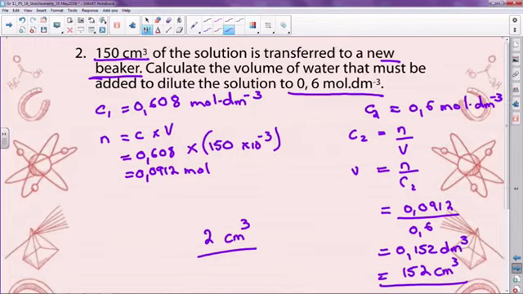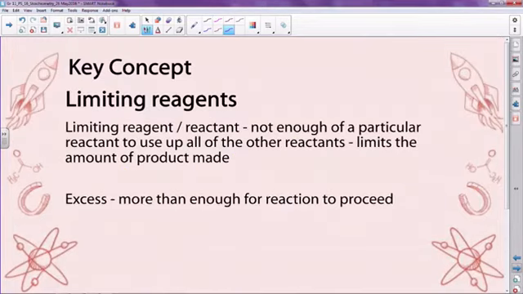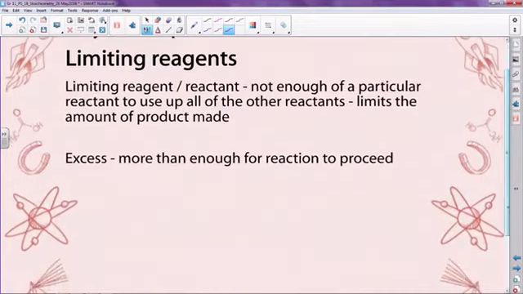Now, onto the part that does trick people sometimes: a limiting reagent or a limiting reactant. This is when there's not enough of a particular reactant to use up all the other reactants.